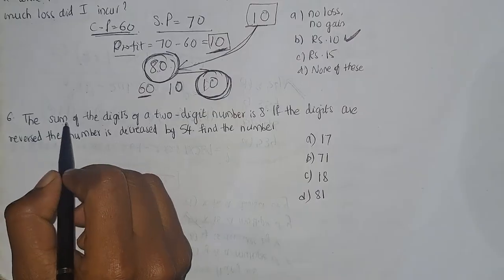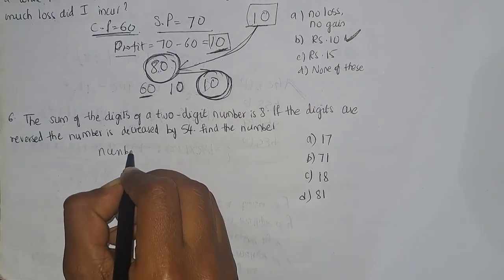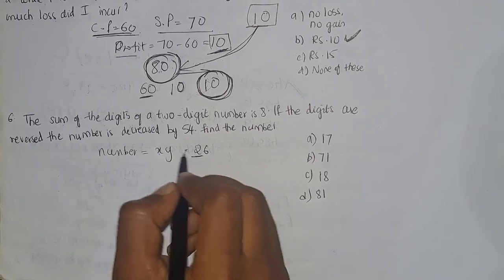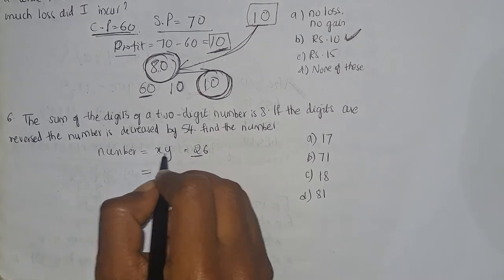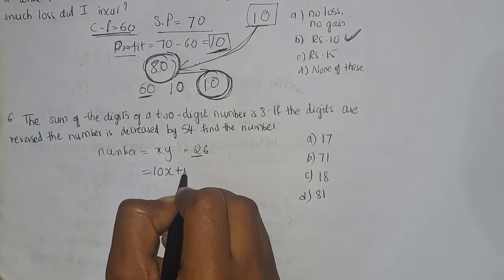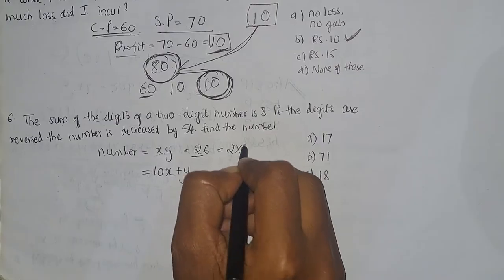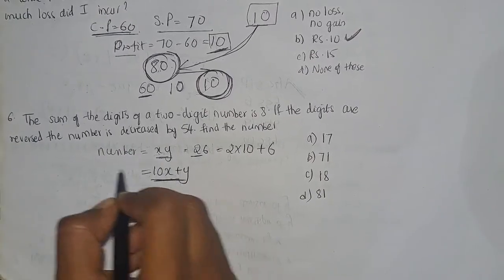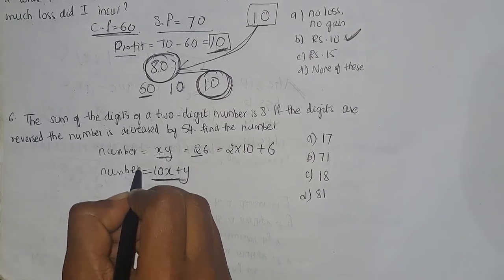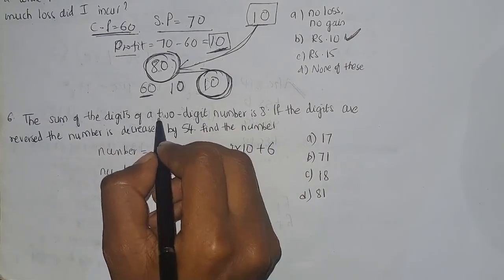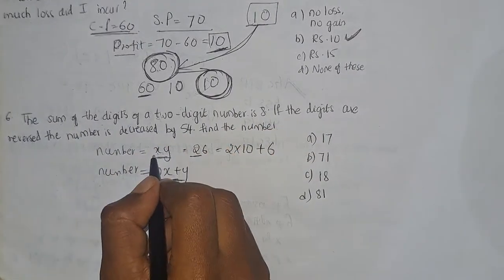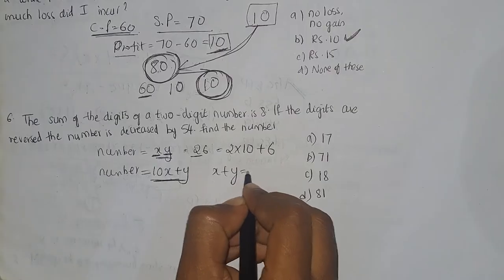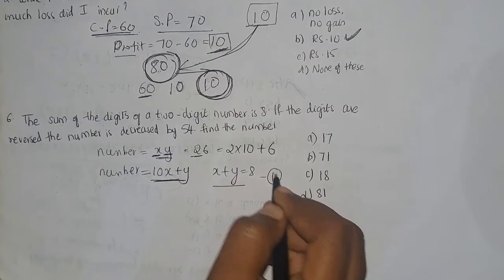So for this question, let us consider a number xy. If you take 26 like this, x is 2 and y is 6. So you can write it as 10x plus y, which you can write as 2 into 10 plus 6. So I have written this xy in this form. So this is my number. The sum of the digits of the number is 8. So these are two digits whose sum is 8. So x plus y is 8. Okay, this is one equation.